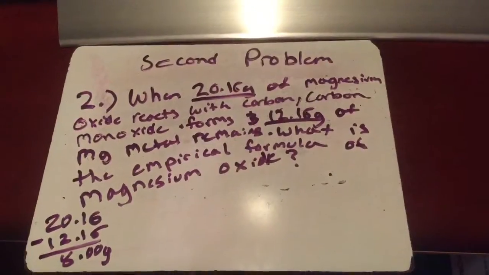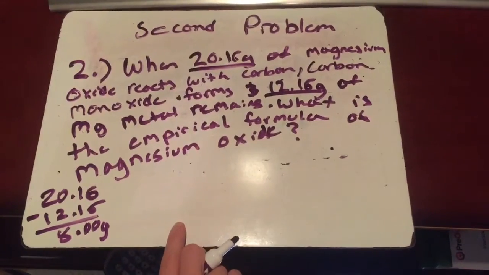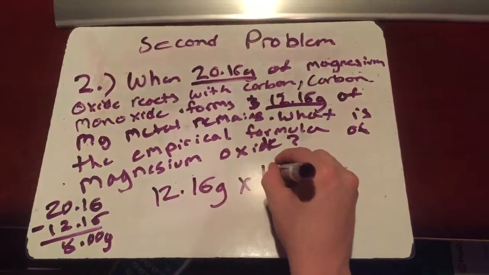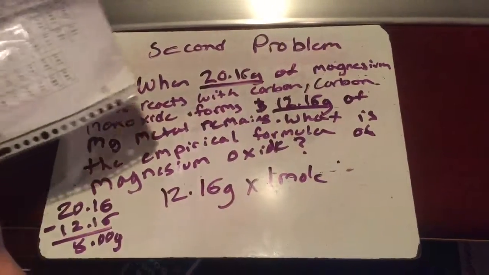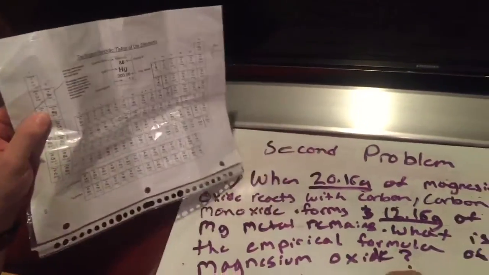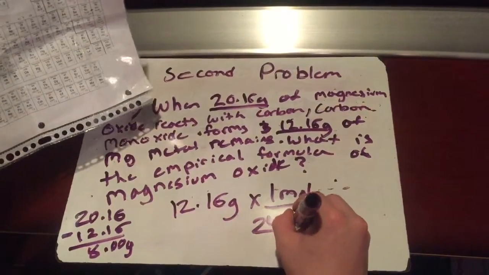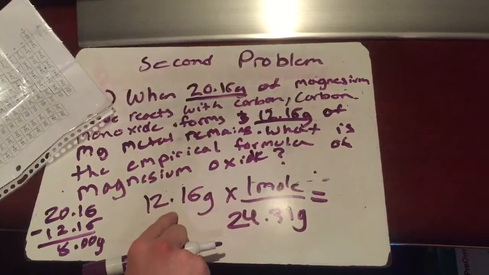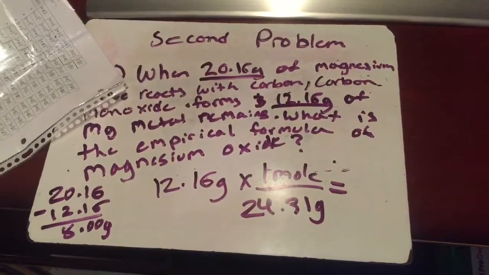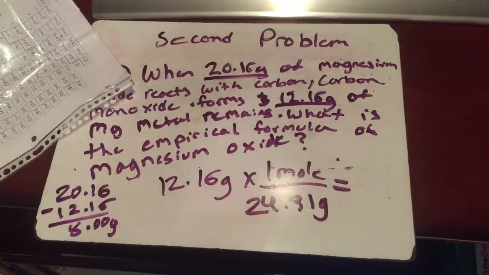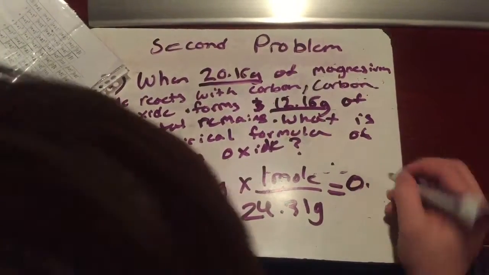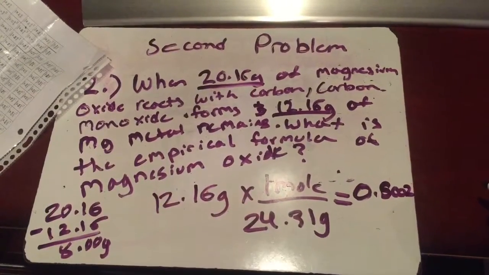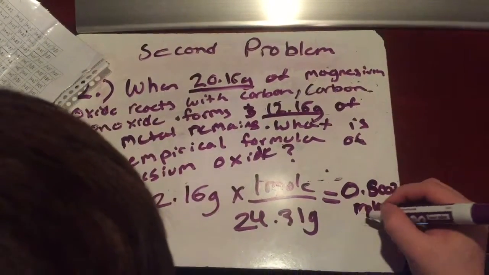So the next step to solving this problem is you would want to take your 12.16 grams times 1 mole over whatever the average mass is of Mg. That's 24.31 grams. You multiply across and divide your 12.16 by your 24.31. My calculator says 0.5002 moles of Mg.